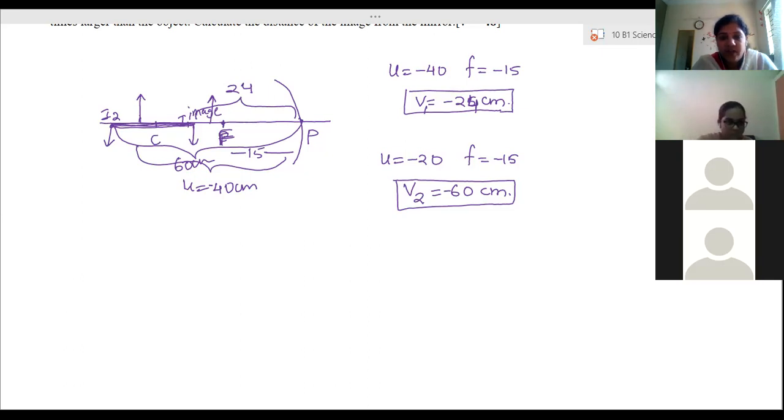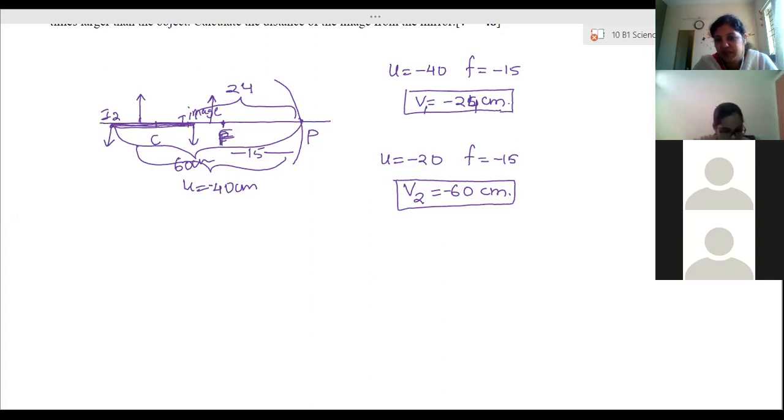Twenty-fifth: an object is placed in front of a concave mirror of radius of curvature 15. So the focal length will be 15 by 2, that is minus 15 by 2, minus 7.5. The object is at distances of 10 centimeter and 5 centimeter.